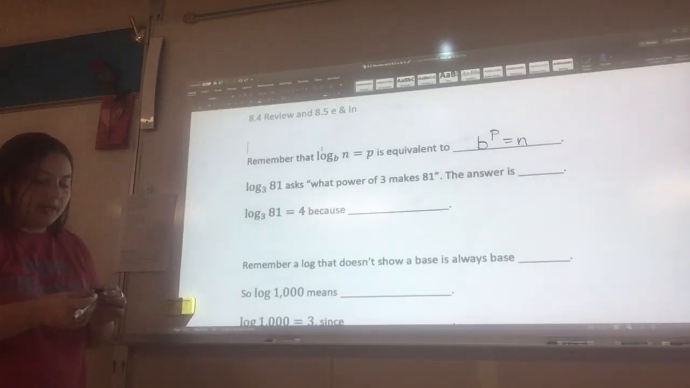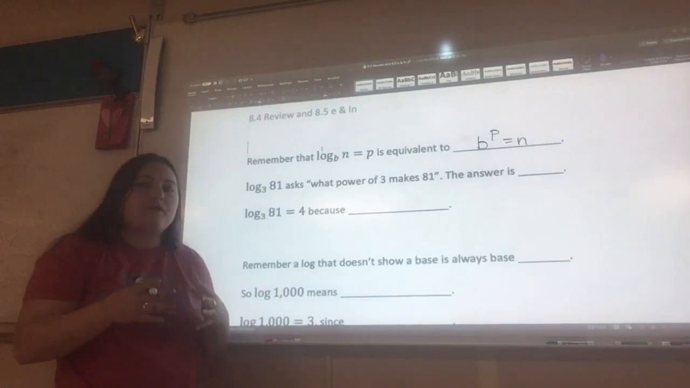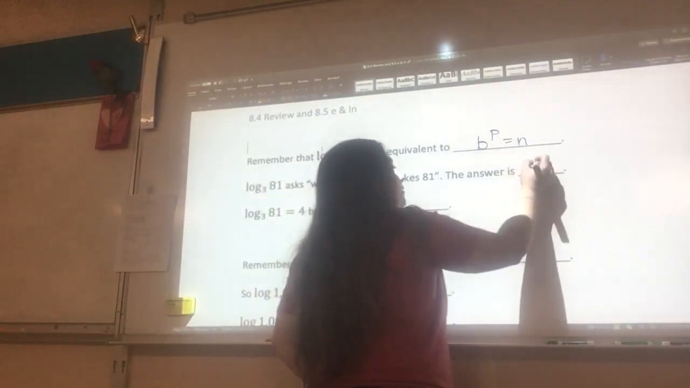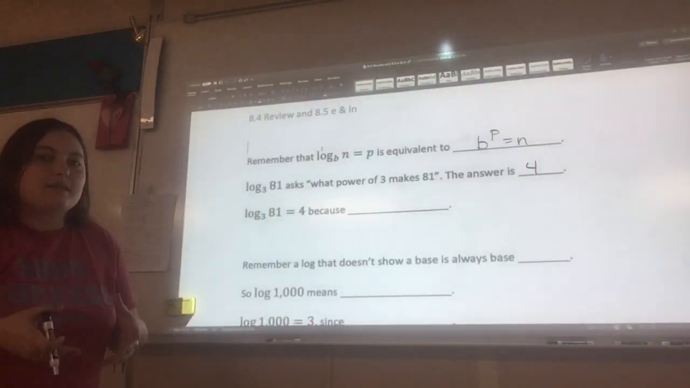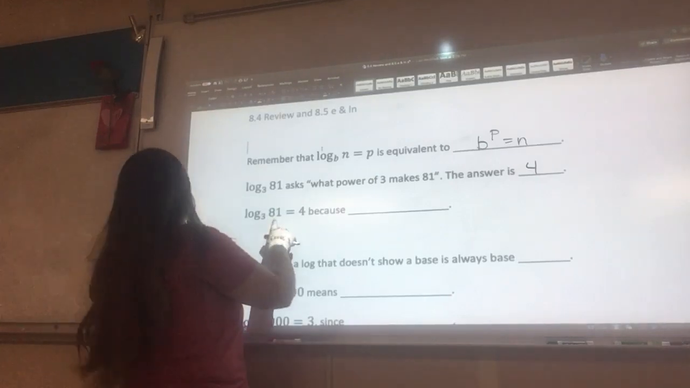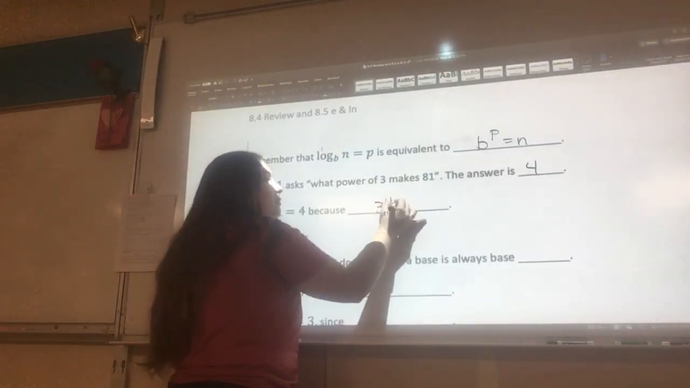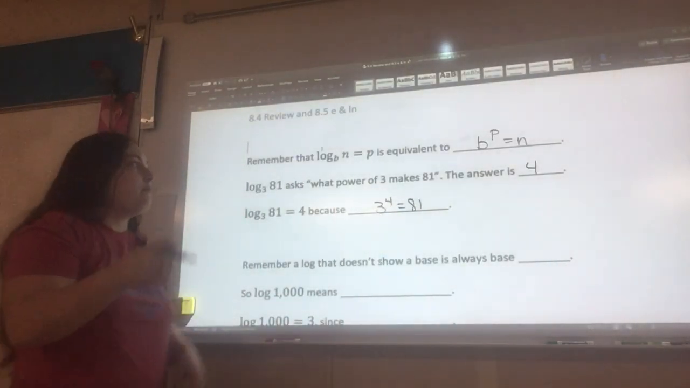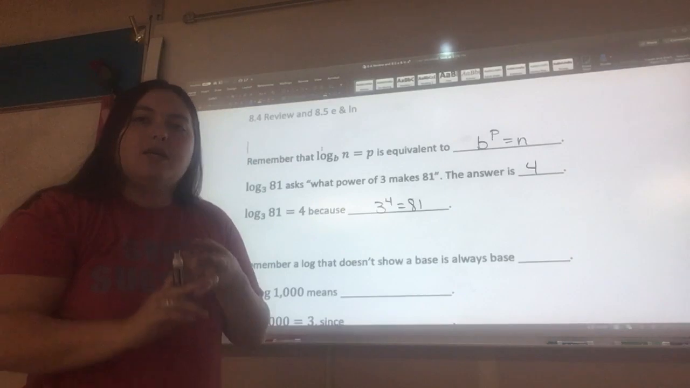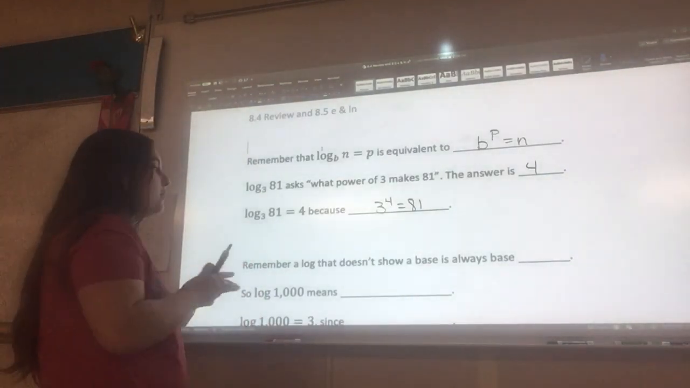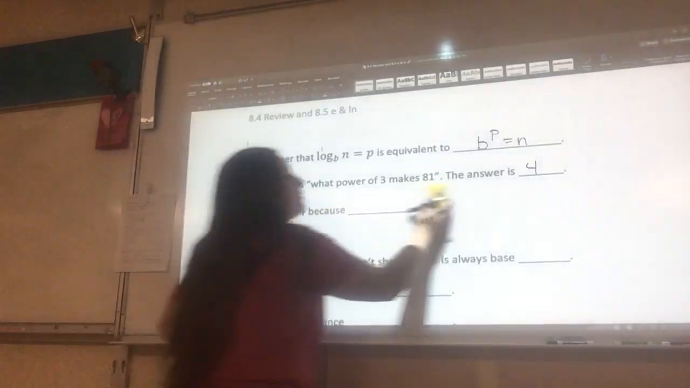We can remember that by looking at log base 3 of 81. It's asking, what power of 3 makes 81? Well, the answer is 4. The reason log base 3 of 81 equals 4 is because 81 is the same thing as 3 to the 4th. That helps us remember what is going on. So make sure to remember going from logarithmic to exponential and vice versa. That helps us get through the rest of this.